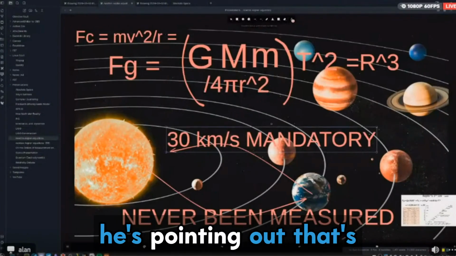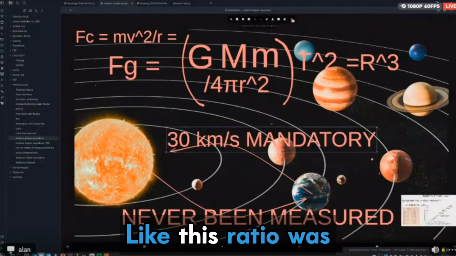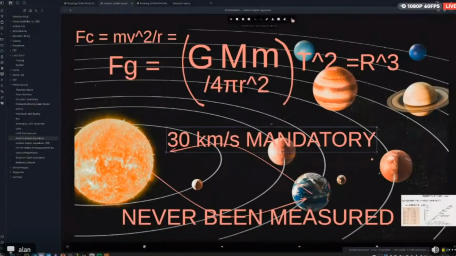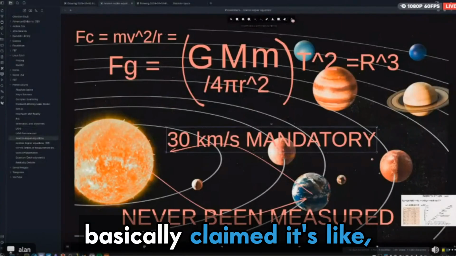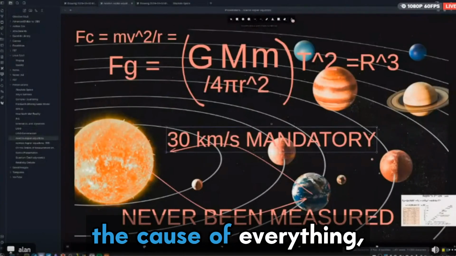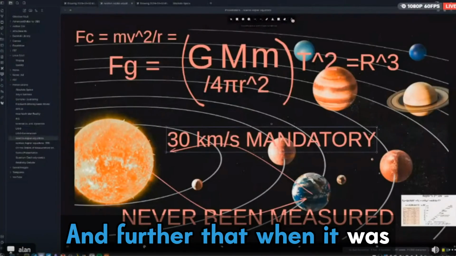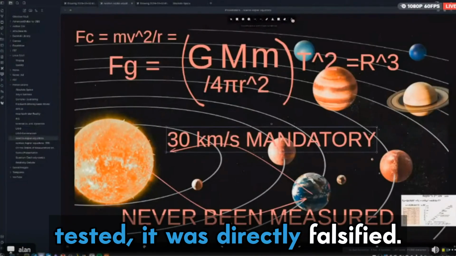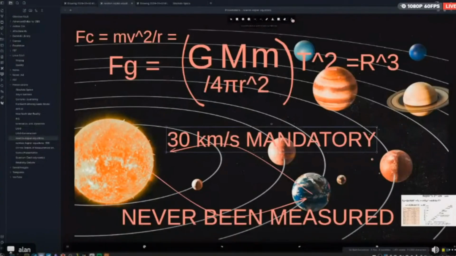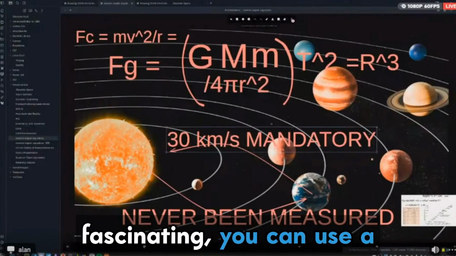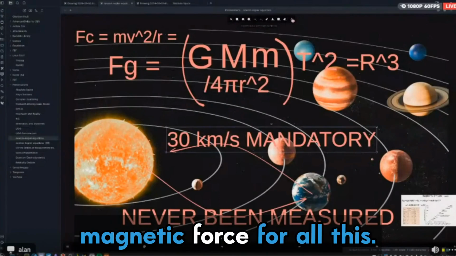And he's pointing out that's not the case at all, right? This ratio was already known. It could be known by just looking at the sky. The fact that someone just plugged mass in there and basically claimed it's the cause of everything doesn't mean that it's true. And further, when it was tested, it was directly falsified. It can't be true. And yeah, that's pretty fascinating. And what's even more fascinating, right? You can use a magnetic force for all this.